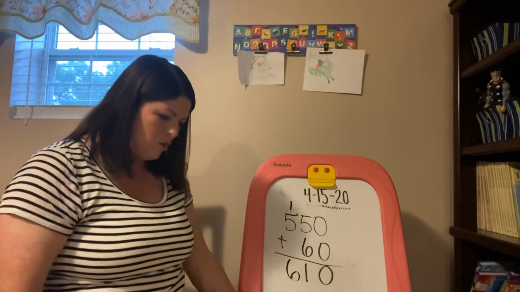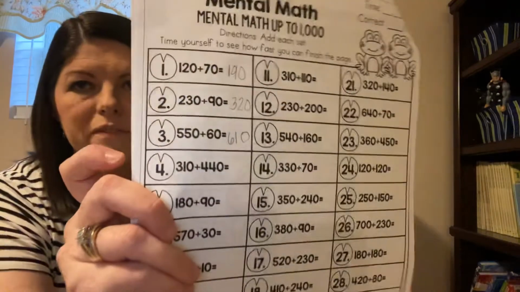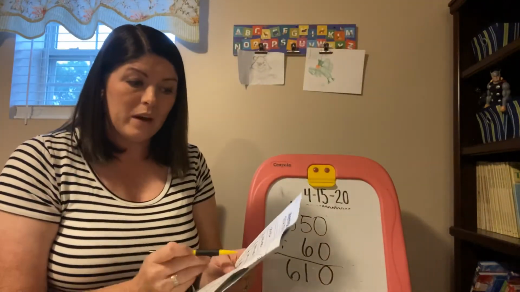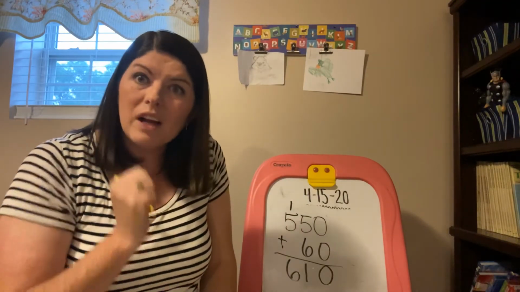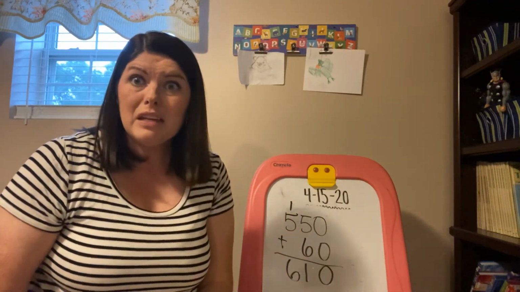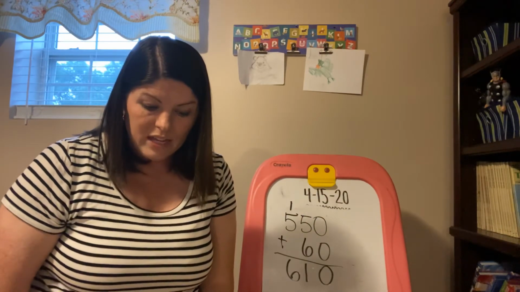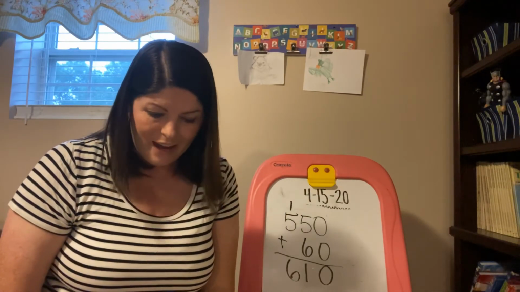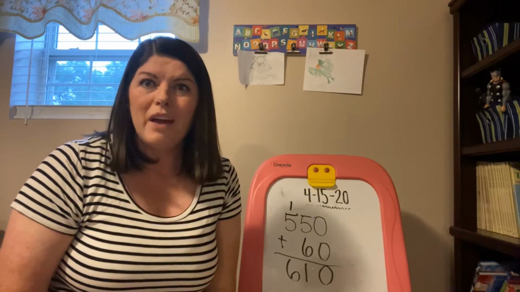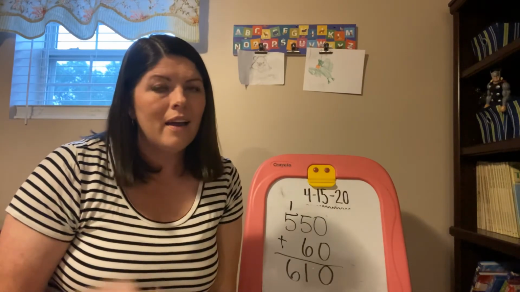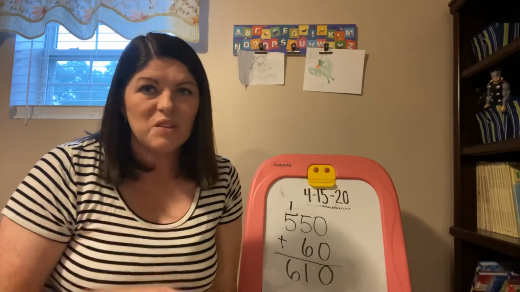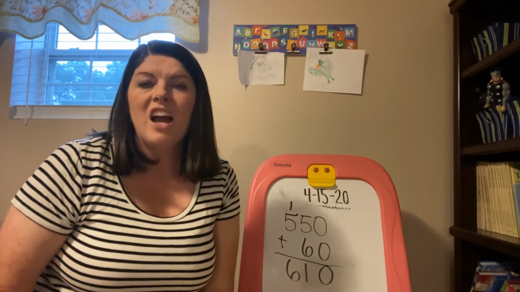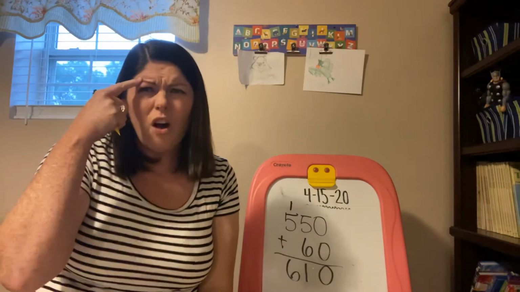All right, friends, we're going to do one more together. Number 4. 310 plus 440. We're going to start with our ones. That's right. 0 plus 0 is 0. Then we go to our tens. 1 plus 4 would be, I hear you already. You're yelling it out. 5. You're so right. And then we have our hundreds, which is 3 plus 4. I hear you too. You're saying it. That's right. It is 7. So right. So our answer is 750.